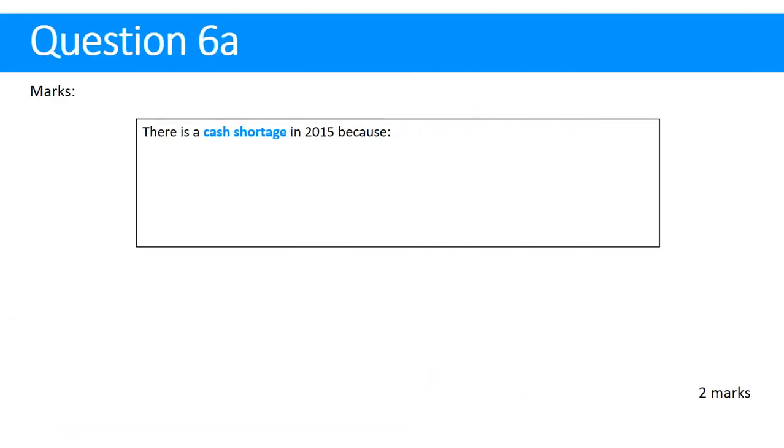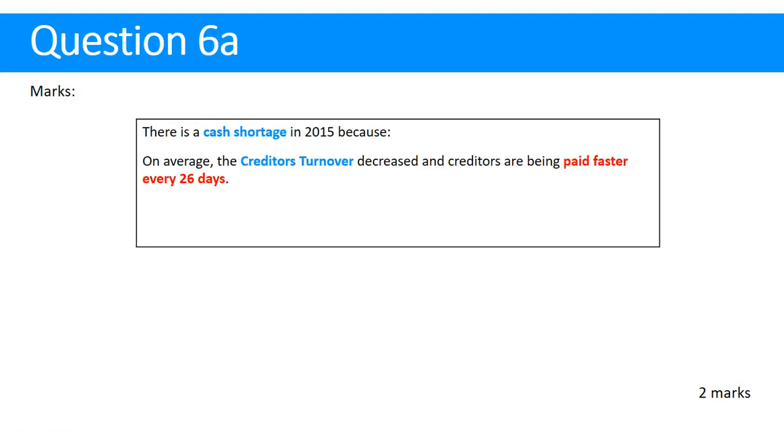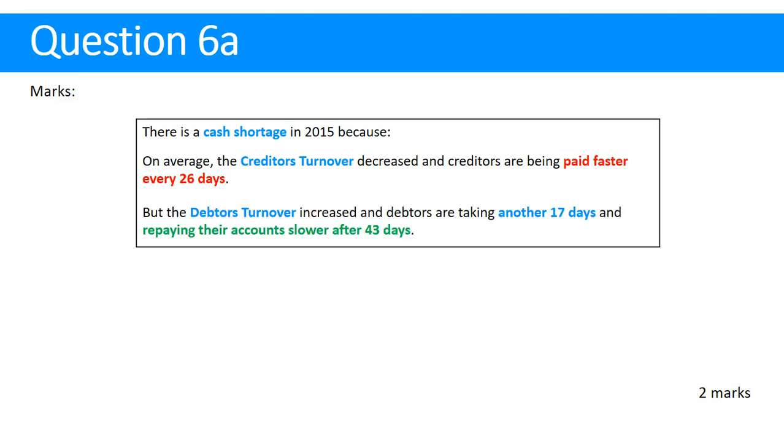So let's formulate an answer. There is a cash shortage in 2015 because, let's keep it simple, the creditors' turnover decreased and we are now paying them back every 26 days, but the debtors' turnover increased and debtors are taking 43 days to pay their accounts. So we've got a discrepancy of 17 days there between when we get the money from selling stock from debtors versus 26 days of when we're paying for it.